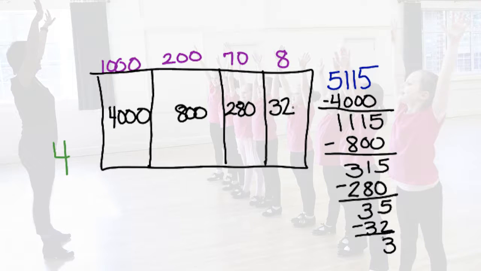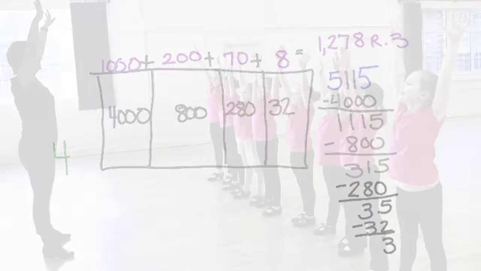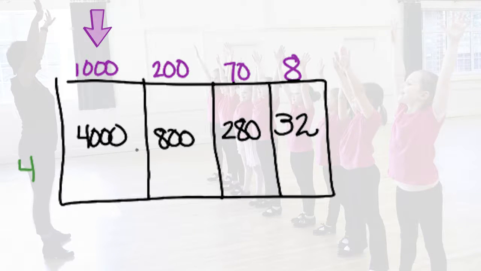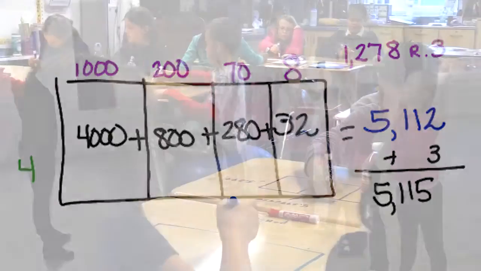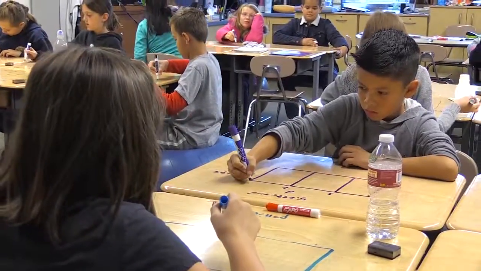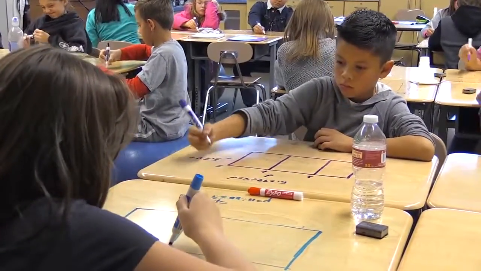When we add the partial quotients of 1,000 plus 200 plus 70 plus 8 plus the 3 remaining water bottles, it equals 1,278 participants that will each receive a water bottle, since 4 times 1,000 plus 4 times 200 plus 4 times 70 plus 4 times 8 plus the 3 left over equals 1,278. Please note that there are many different ways students can subtract the partial products from the dividend.